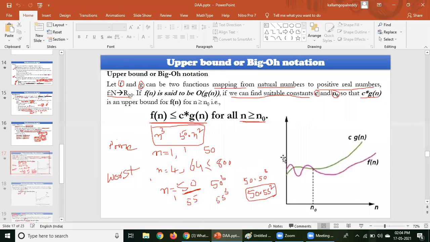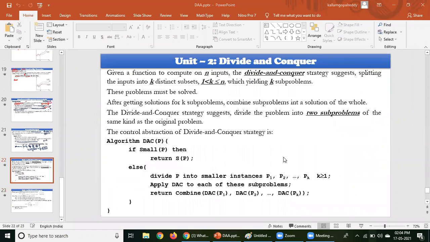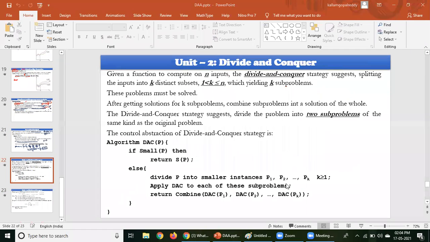In the last class, we completed unit number 1. And today, I'd like to take the class on unit number 3, which is very, very important for us. That is divide and conquer.